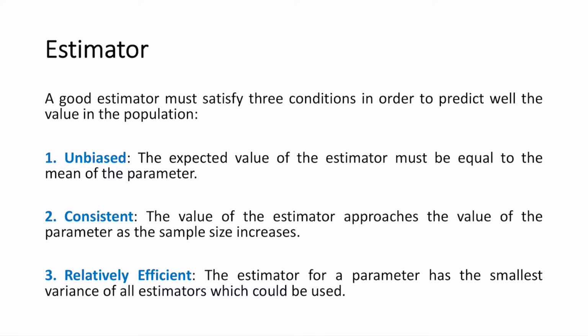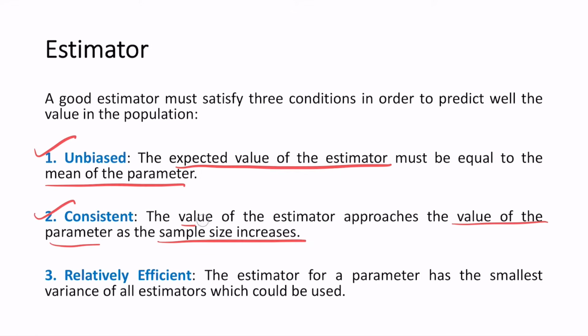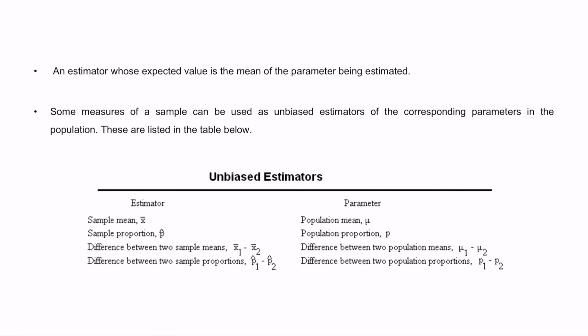Now, what are the main qualities, the conditions that an estimator should satisfy? Number one, it should be unbiased, meaning that the mean of the estimator must be equal to the mean of the parameter. Number two, it should be consistent, meaning that the value of the estimator approaches the value of the parameter when you increase the sample size. Number three, it should be relatively efficient, meaning that the estimator for a parameter has to have the smallest variance of all estimators which could be used. So it has to have the smallest variance possible.